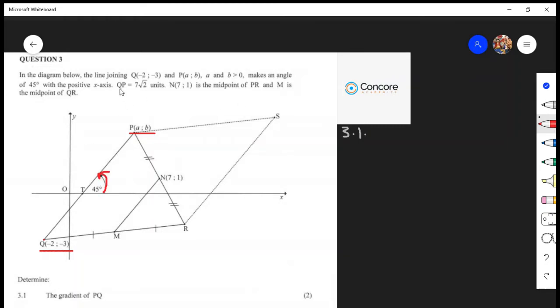Line QP, which is this line over here from Q all the way to P, has a total length of 7√2 units. Point N, which is this point over here, has coordinates (7, 1) and is the midpoint of PR. So this line over here, PR, has midpoint N, and M is the midpoint of QR. So QR is this line over here, and its midpoint is M, right?